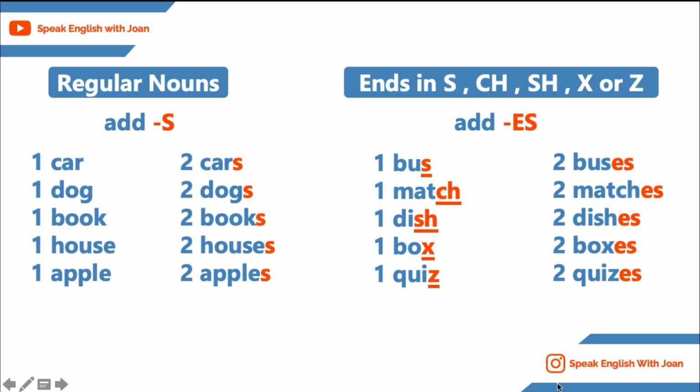For example, if the noun ends in s, ch, sh, x, or z, we have to add an es. For example, one bus becomes two buses. One watch becomes two watches. One match becomes two matches, and so on. So let's continue learning about those rules.